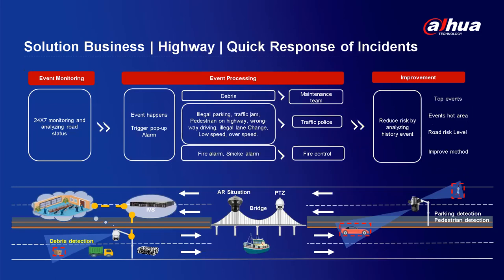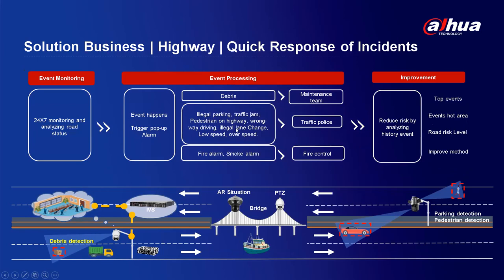Then quick response of incidents. So we have 24/7 monitoring and analyzing of road status. If there is an event, we do event processing. So when an event happens, we trigger a pop-up alarm. Then for the events that we capture, we send the response based on the type of event. For example, if there is debris on the road, we send the maintenance team.